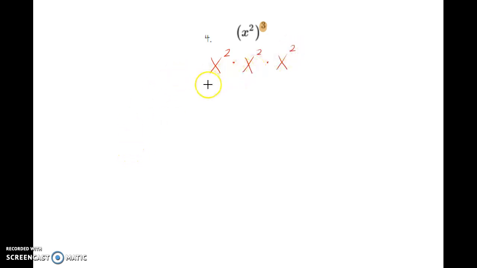And we know from the last part of our notes that you could think of this as multiplying x times x times x times x times x times x, which is really just x to the 6th power. Or at this step, we could have just added 2 plus 2 plus 2 to get 6. So looking back at our original problem, we had x squared cubed, and our final answer is x to the 6th. It looks like all we had to do there was take the 2 times 3 to get 6.